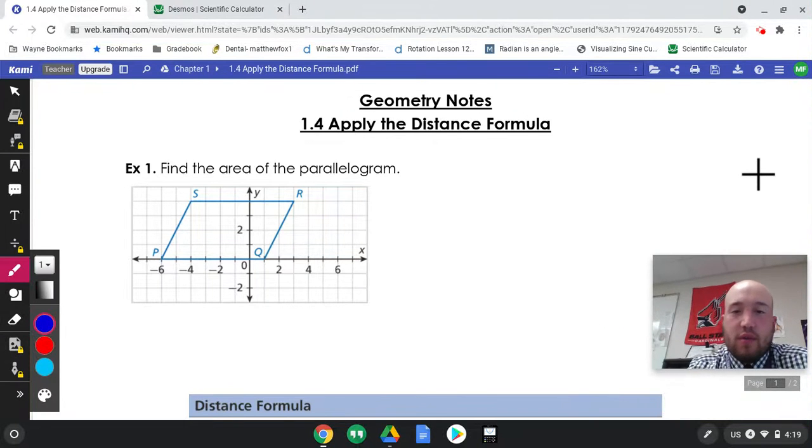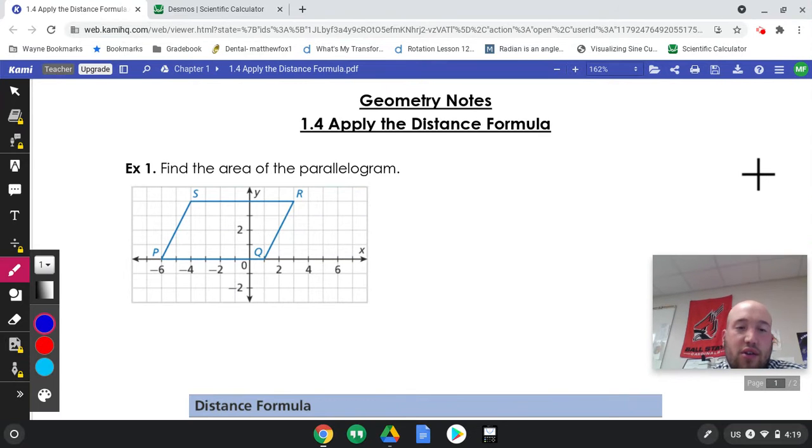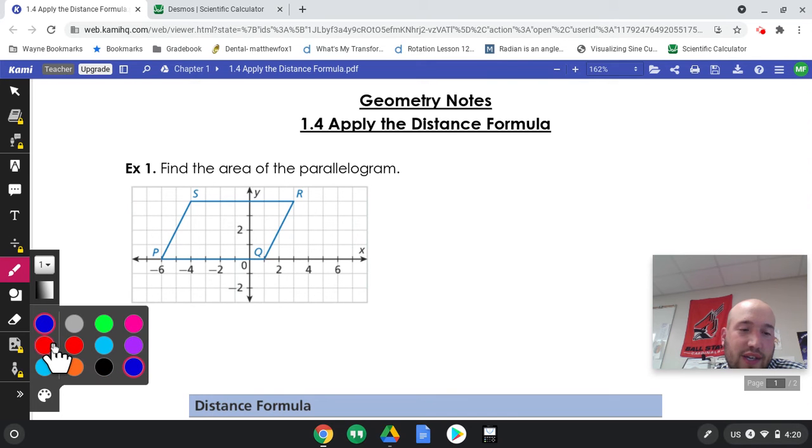Today we are going to talk about something called the distance formula. So we'll get to that in a little bit. But first, if we look here, it asks us to find the area of the parallelogram. Now, this would be pretty easy if we knew the formula for the area of a parallelogram. Unfortunately, that's not one of the ones we covered.